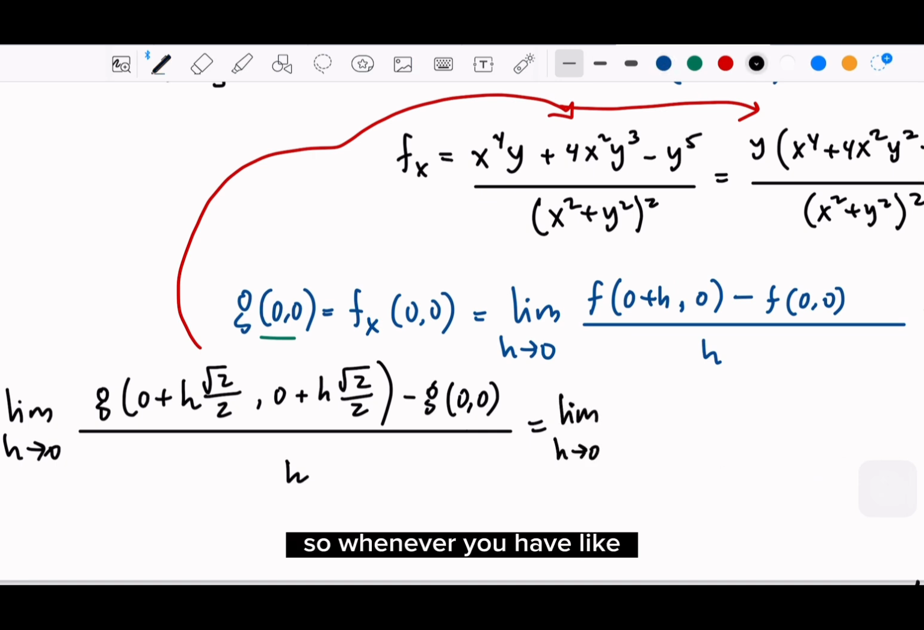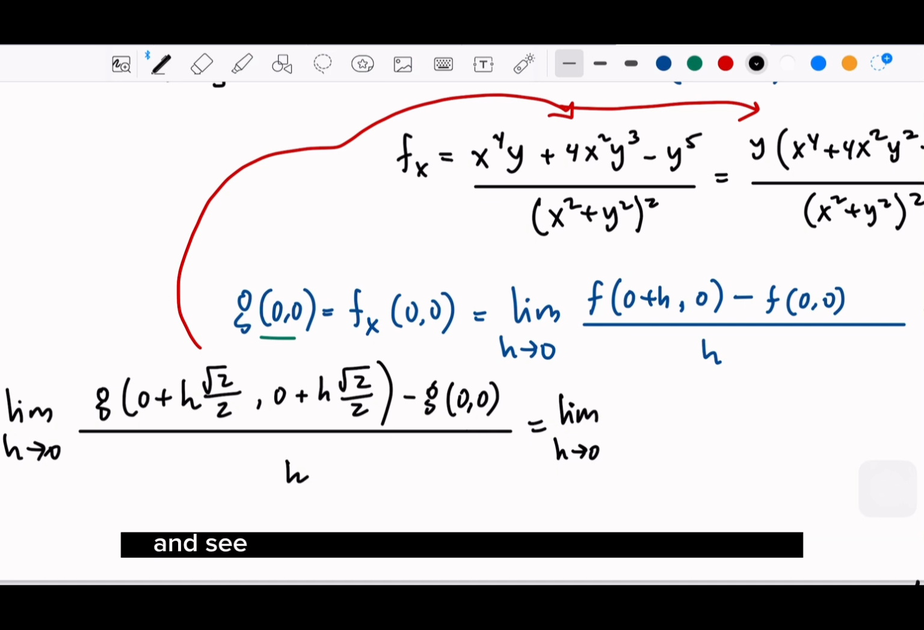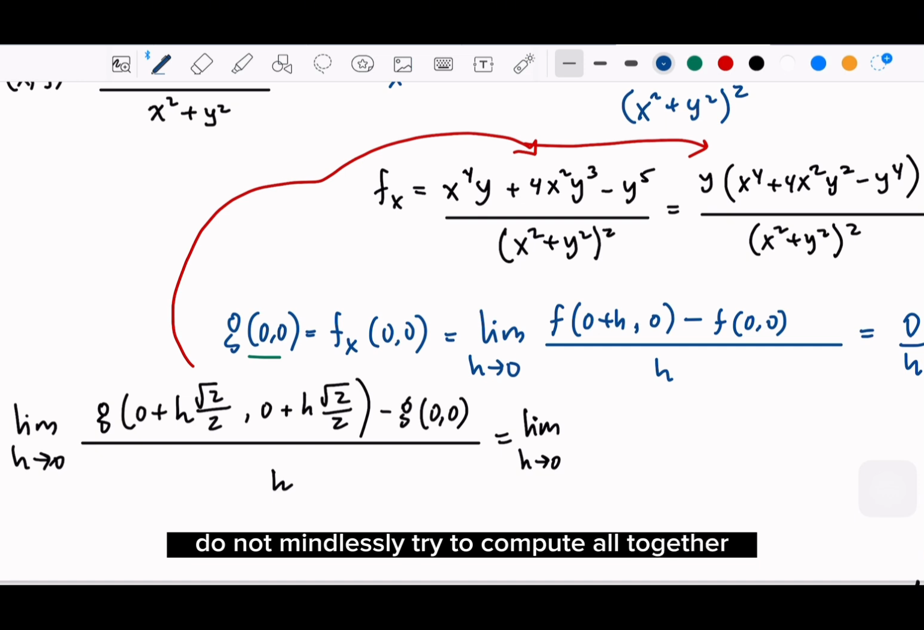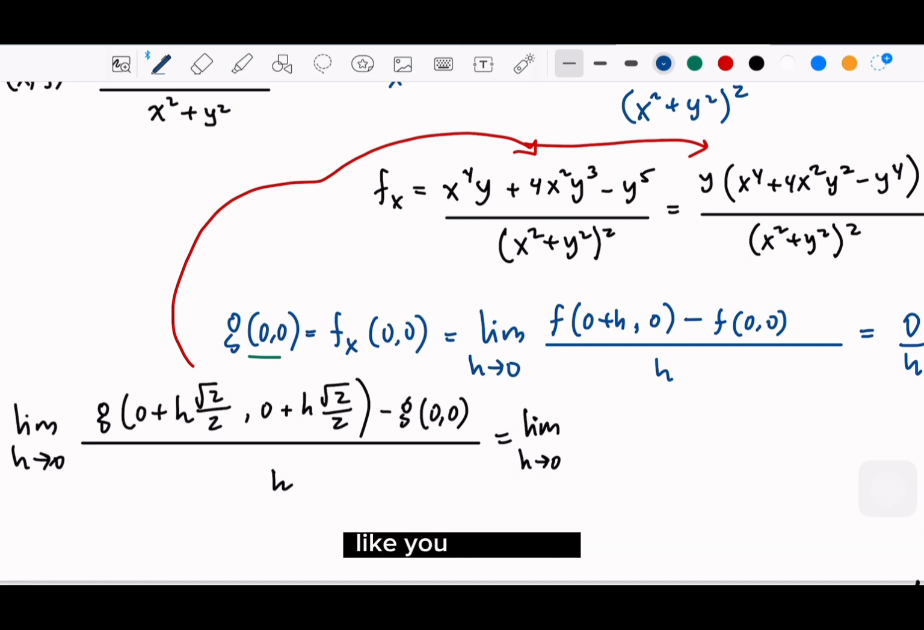So whenever you have really messy computation, like a big chunk, start by looking at the pattern and see if you can maybe classify each group. Do not mindlessly try to compute all together like you are doing in probably elementary school. So don't do that. Do nicely and take your time, but do not really take too much time.